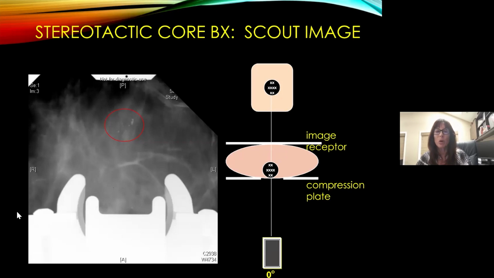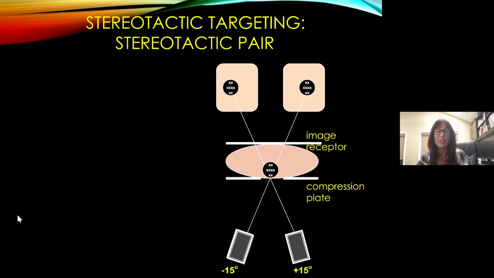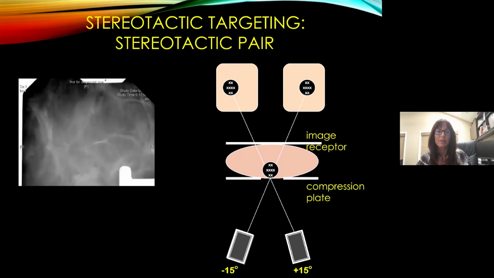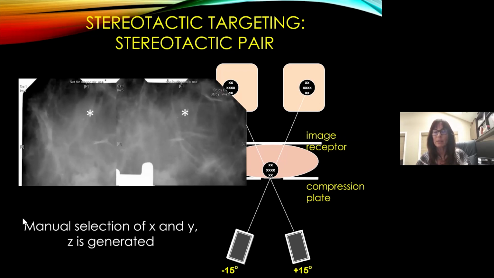Going back to our patient with new grouped calcifications, we would obtain an image at positive 15, an image at negative 15. There's positive, there's negative. At the workstation, we place our cursor on the target, manually selecting X and Y by placing the cursor on those targets, and then the computer will do the calculation and provide Z, or depth.